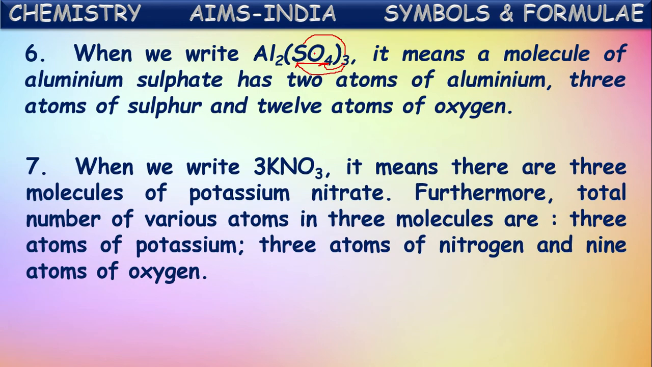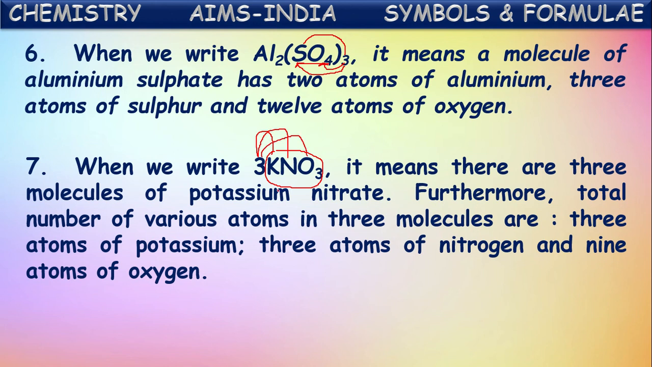And if you see one more example here. When we write 3KNO3, this 3 which is written at the front side of the molecular formula will be applicable for all the atoms present in the molecule. So this 3 will apply to potassium, and this 3 will be applicable for nitrogen, and the same 3 will be applicable for oxygen also.